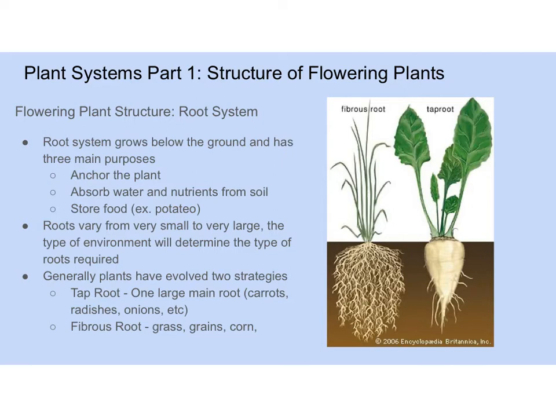And they also store food. So an example would be like a potato or a carrot or a radish. Okay, sometimes they use their roots for storage. Other plants use fruits for storage. Some use vegetables for storage. Some will use their roots as storage.